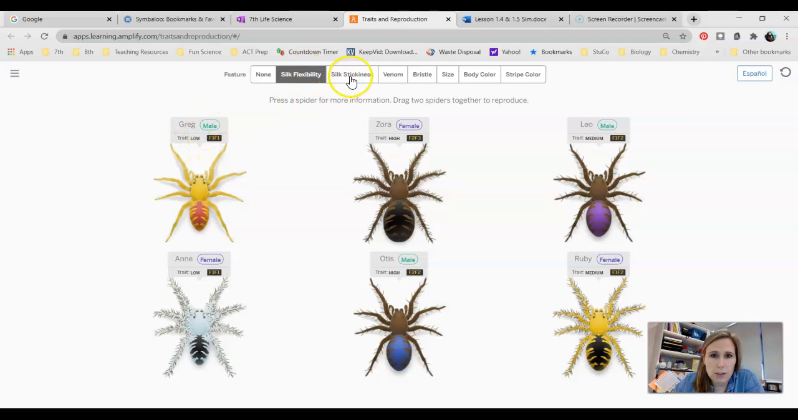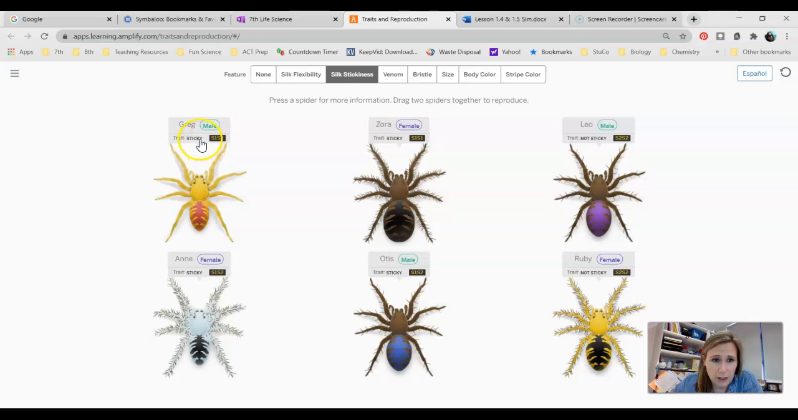For each trait, these are your traits up here, you have different variations. As I'm looking through these, I can see, all right, Greg here, it's an appropriate name for a spider that's probably going to kill me, or not, we don't know unless we click on venom. But at any rate, Greg here has low silk flexibility. When I say low silk flexibility, I mean it's not very flexible. It's not necessarily brittle because it is still spider silk. Zora has high. And Leo is a male that has medium. That's really all there is for different variations of that trait: low, medium, and high.